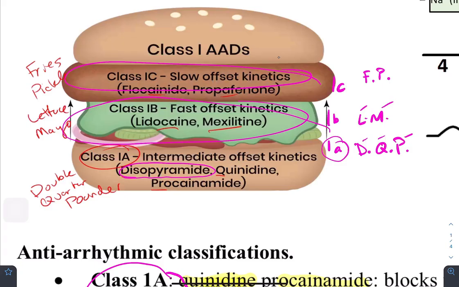Okay, those are very fast action. You want it to be very fast. It blocks the fast channel. Okay, and 1C, that's the most strongest one of all. That will be your fries and pickles. That would be your flecainide and your propafenone.